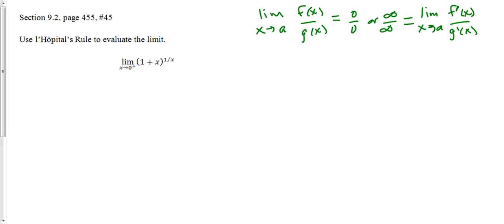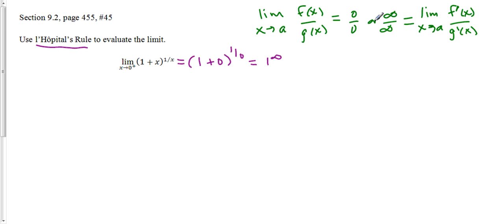Now we've been talking about all the different methods we have for evaluating limits, and the first thing to do is graph, but I don't even want to think about graphing that. So the second thing to do is to substitute in. That's going to give us 1 plus 0 to the 1 divided by 0, which is going to give us 1 to the infinity. Now that is an indeterminate form, but it's not an indeterminate form to which we can apply L'Hopital's rule.